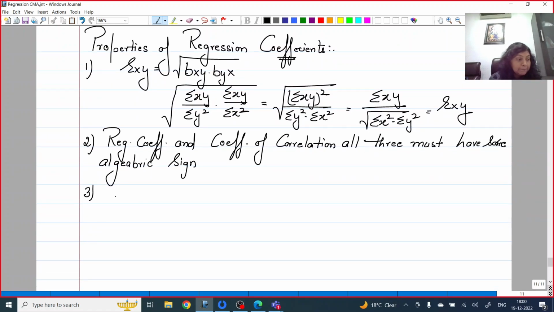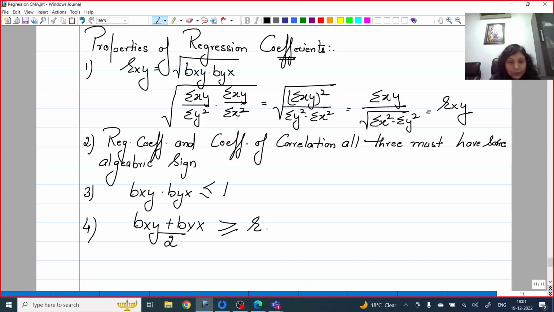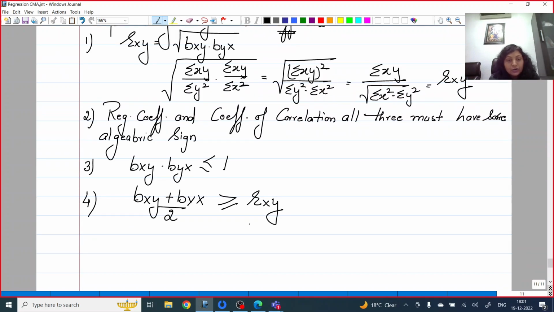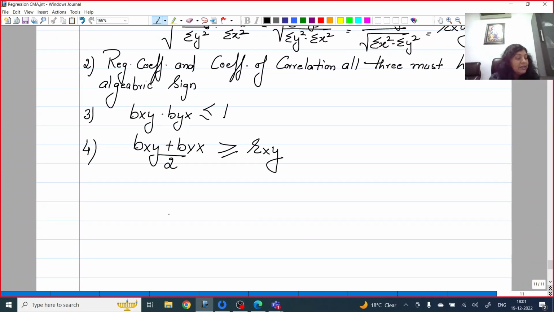The next property is that the product of the regression coefficients should always be less than 1. Only then should the geometric mean be less than 1. The fourth property says the average of the regression coefficients should always be greater than or equal to the coefficient of correlation.